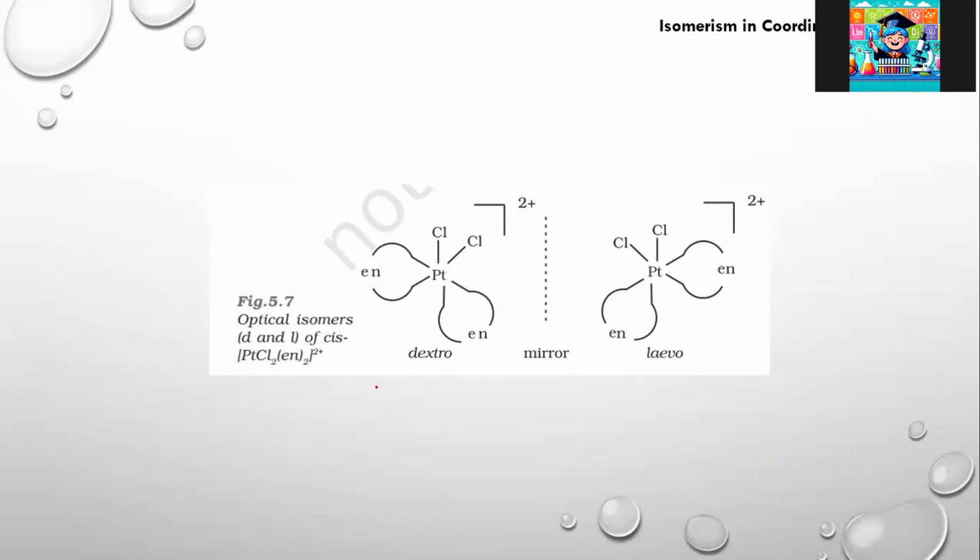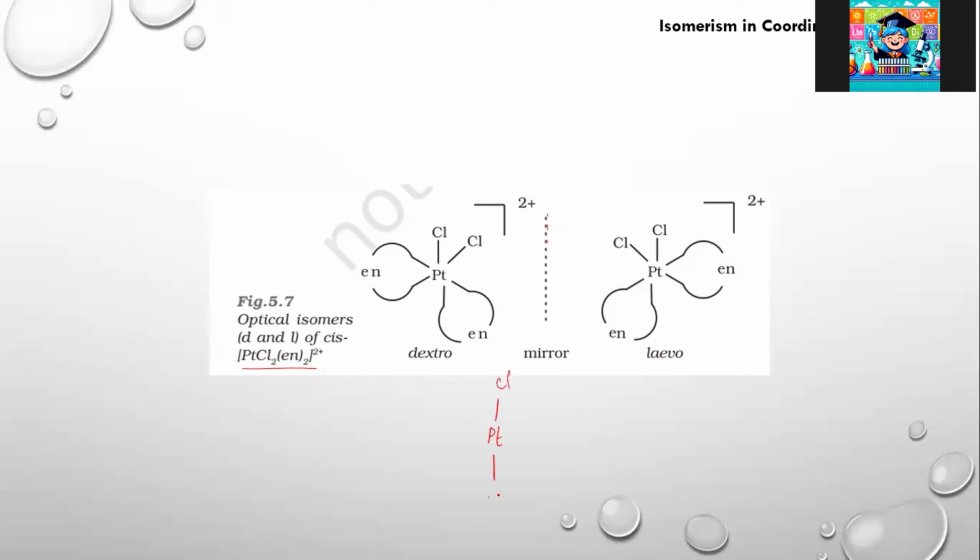This is another example for optical isomerism. Here, the cis form of PtCl2(en)2 is an optically active form, because if we take one mirror image and try to place it above the first, we can see that they are not superimposable. They cannot be placed exactly at the same position. But in the case of trans, it's not like that.